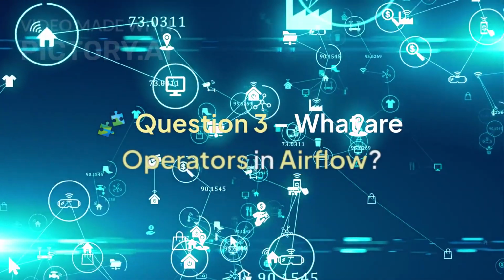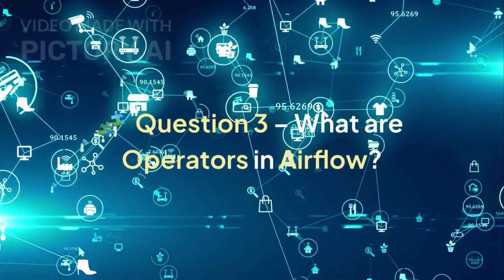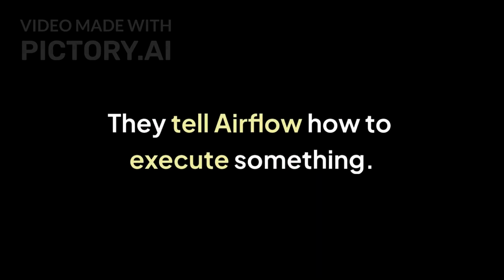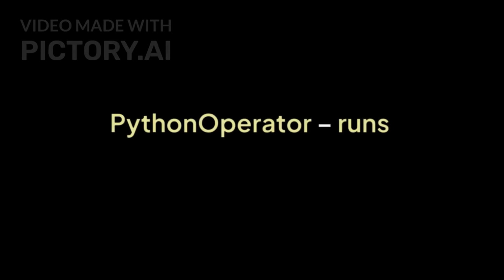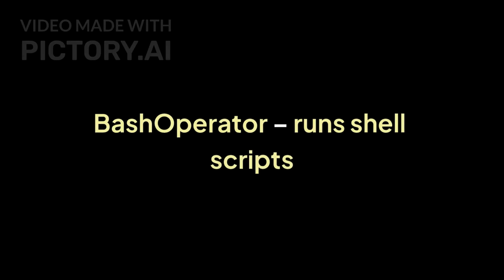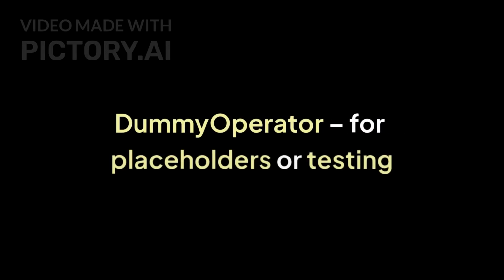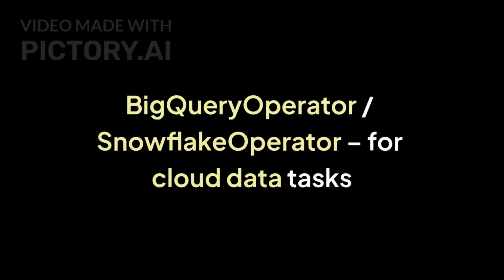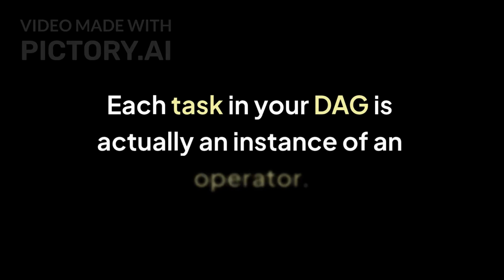Question 3: What are operators in Airflow? Operators are templates for what your tasks do. They tell Airflow how to execute something. There are several types: Python operator, runs Python code; bash operator, runs shell scripts; email operator, sends emails; dummy operator, for placeholders or testing; BigQuery operator, Snowflake operator, for cloud data tasks. Each task in your DAG is actually an instance of an operator.